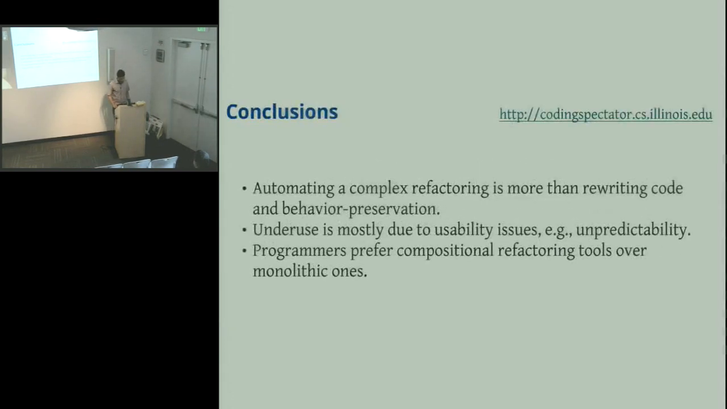So I'd like to finish up with a few takeaway messages. I think these studies show that automating complex refactoring is more than rewriting code and providing behavior conservation guarantees. We ought to think about usability issues like predictability or making people aware of tools and configuration costs to really get people to use the tools to become more productive and do transformation with fewer errors.